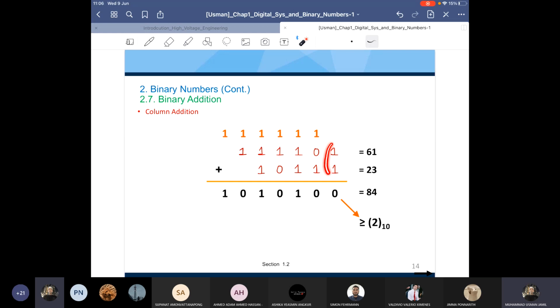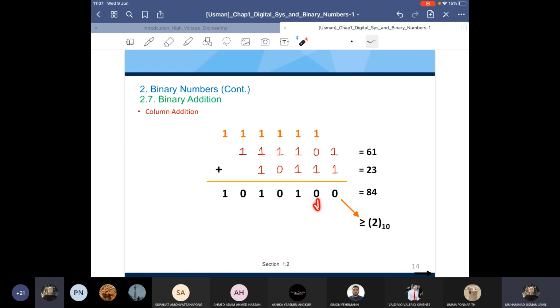For this column, 1 plus 1 is 2. Now 2 is equal to the base, so 2 minus 2 is equal to 0. This 0 comes here, and since it is greater than or equal to the base, the 1 will carry here. Then again this 1, 0, and 1.